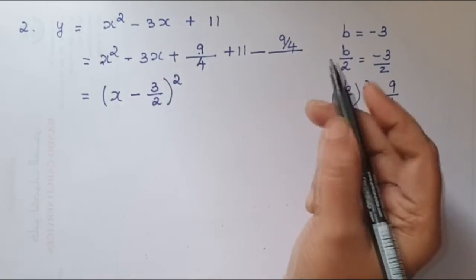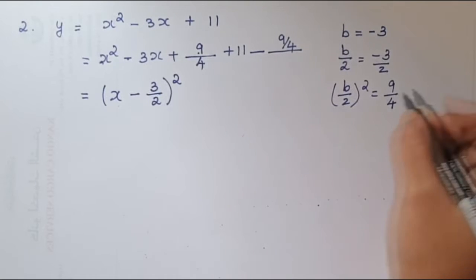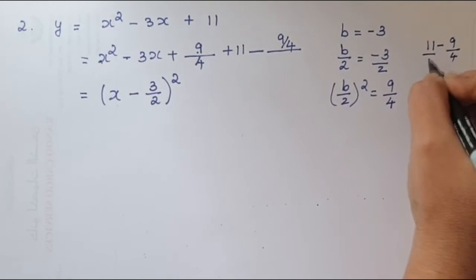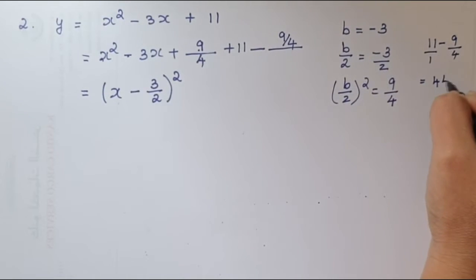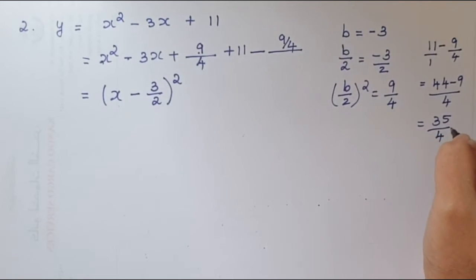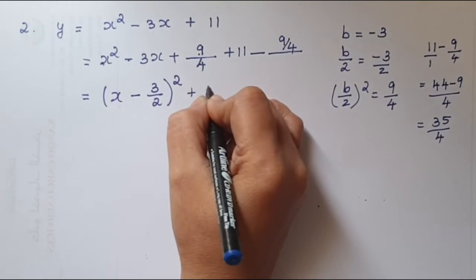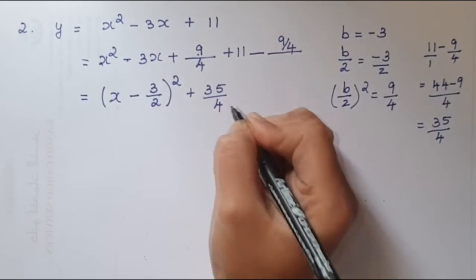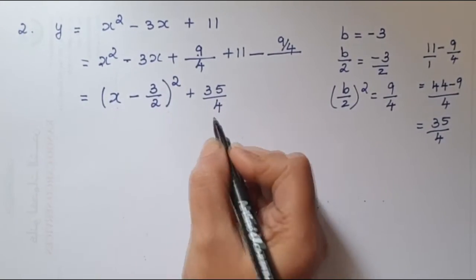So now simplify this. 11 minus 9 over 4. So this is like 1. So it is 44 minus 9 over 4. So it will be 35 over 4. So it will be plus 35 over 4. We have completed it as a square.